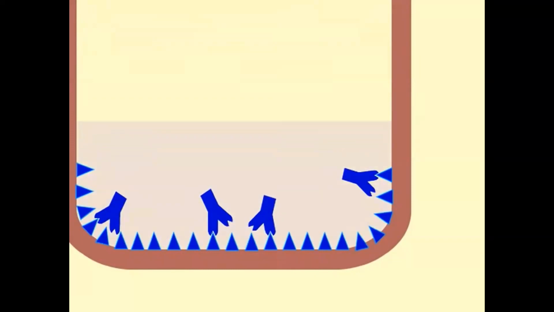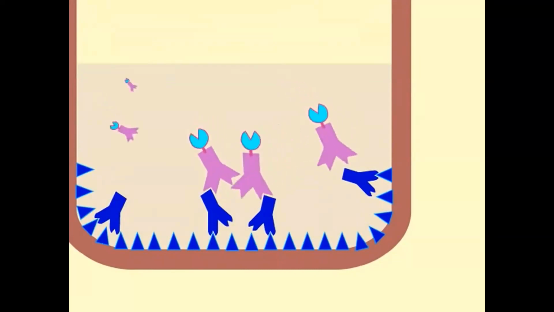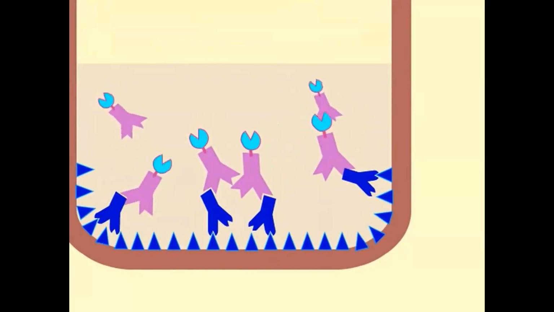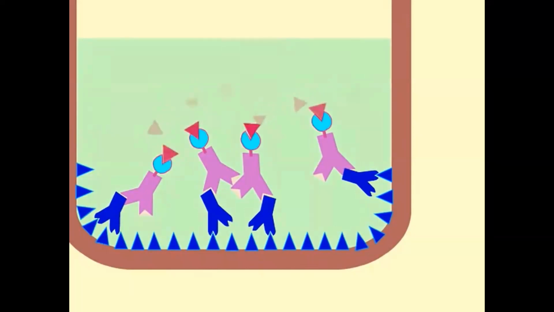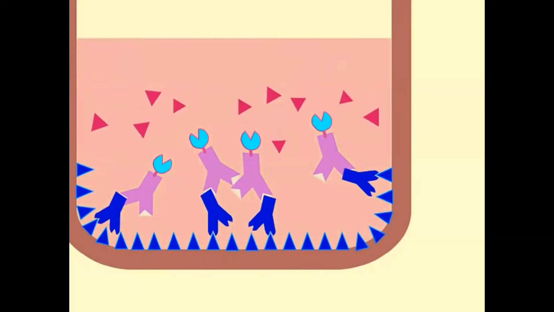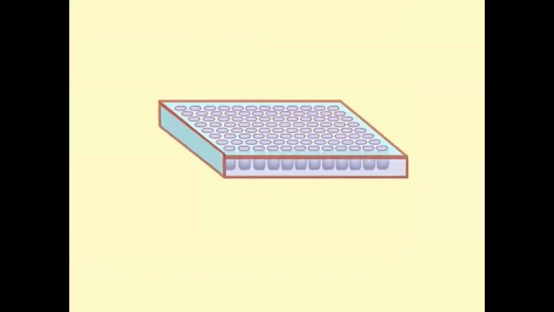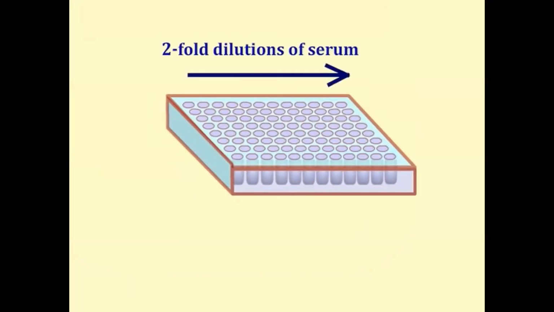Next, a solution of an animal antibody against human antibodies is added. This second antibody is covalently conjugated to an enzyme. The wells are washed again, this time to remove any unbound enzyme-conjugated antibody. Finally, a solution of a chromogenic enzyme substrate is added. The interaction of the substrate with the enzyme on the second antibody generates visible color. The development of color in the wells with a specific antibody can be seen with the naked eye or quantified with an electronic plate reader.